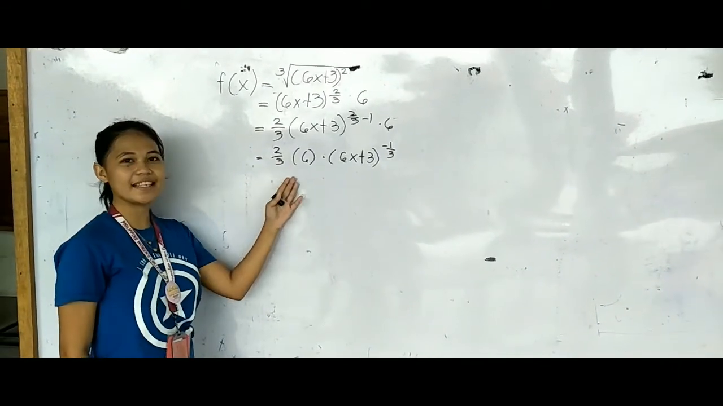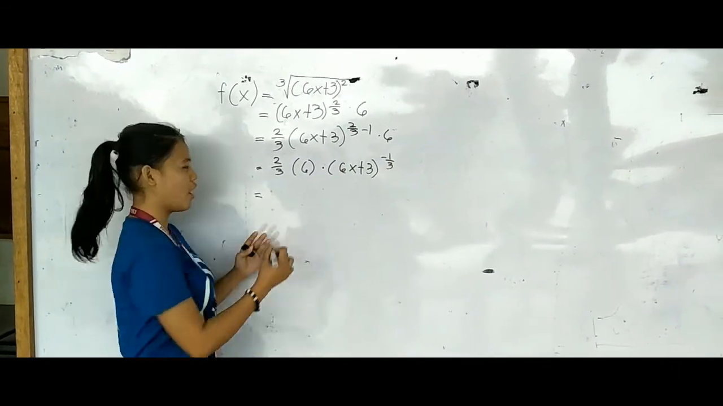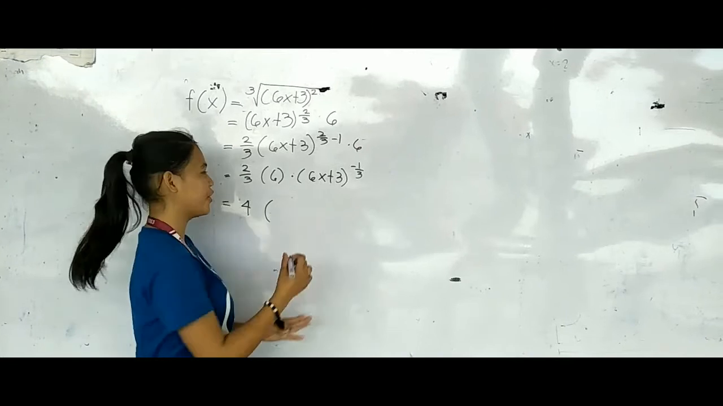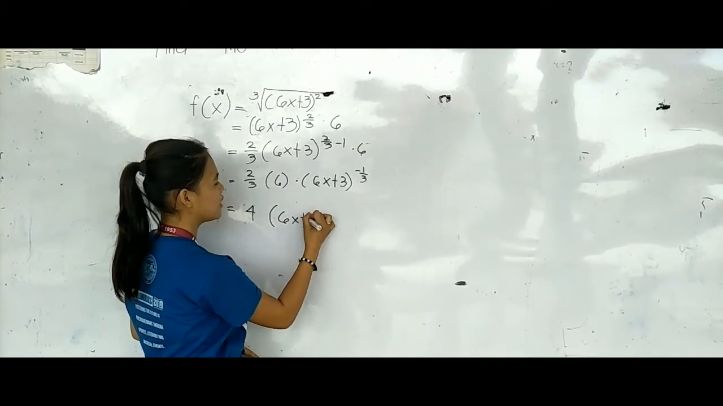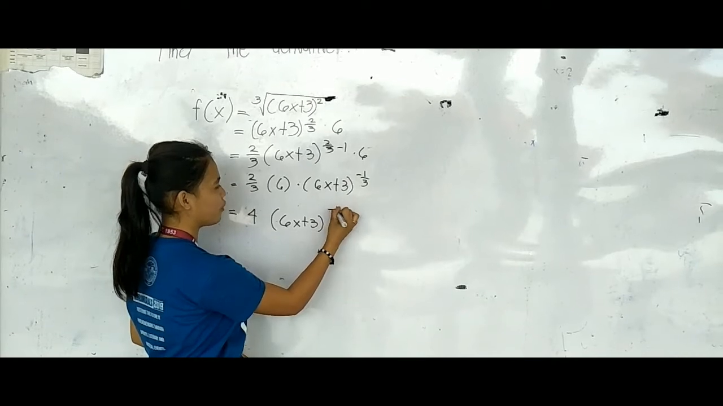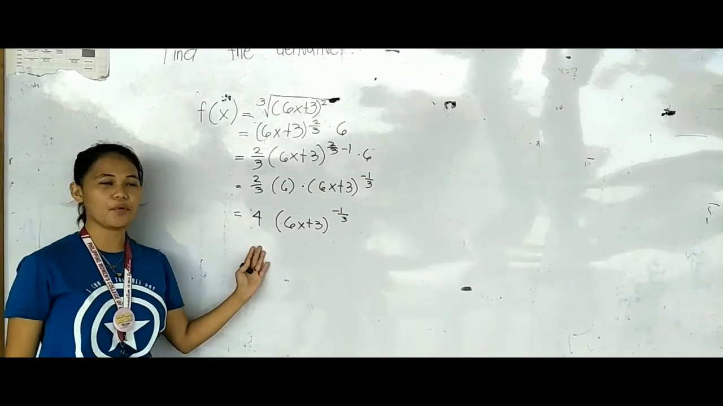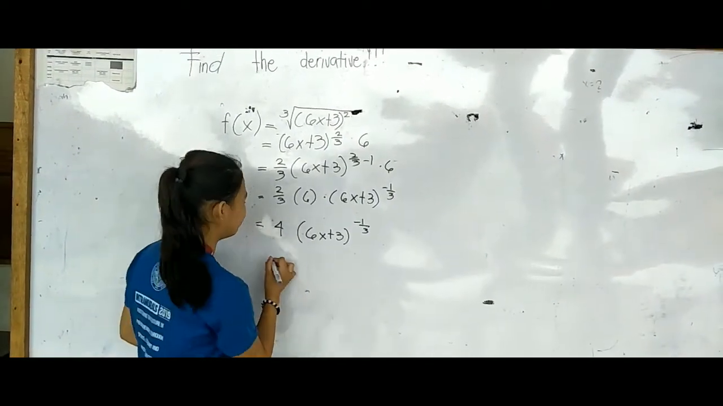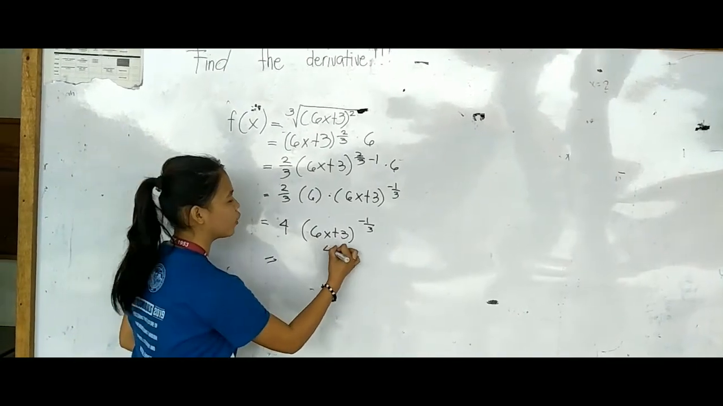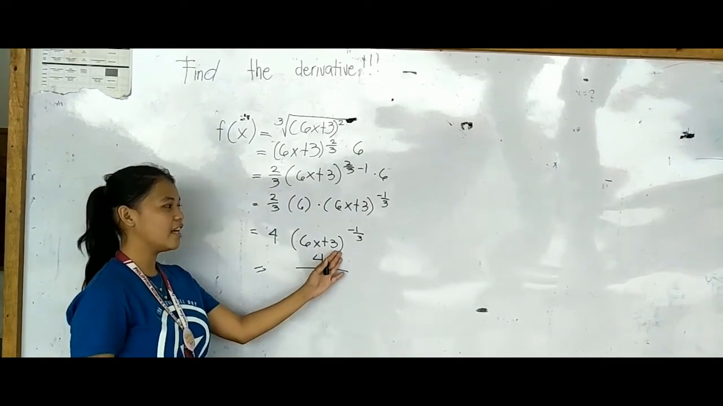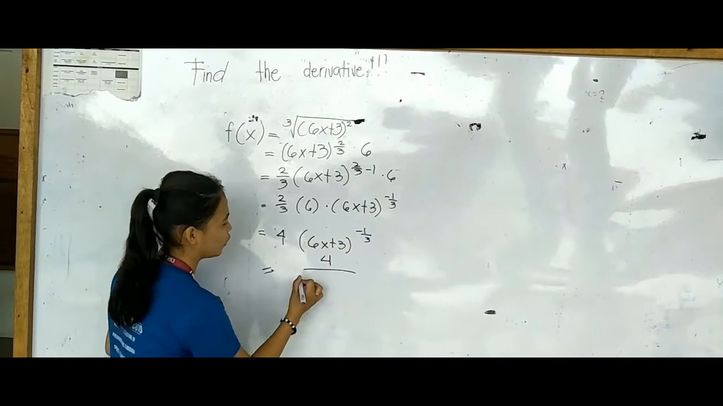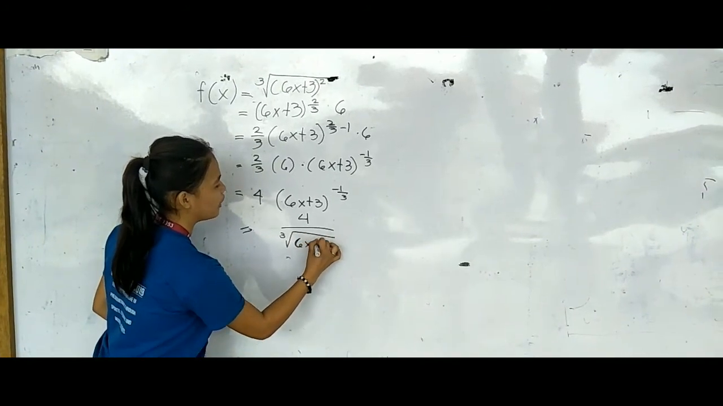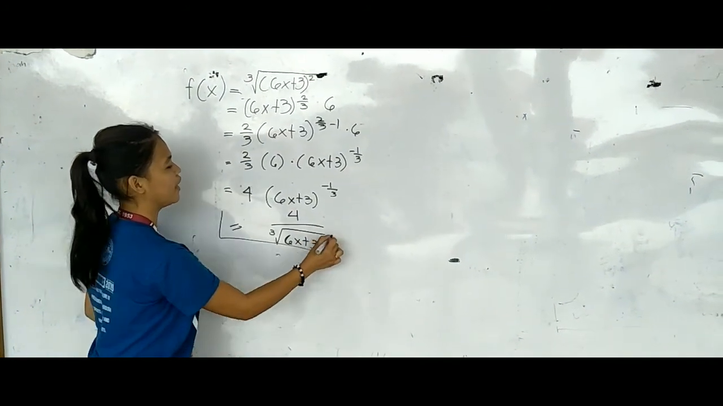2 over 3 times 6 is equal to 4. Copy 6x plus 3 to the power of negative 1/3. Since we come up with a negative exponent, we need to make it to a simplest radical form. 4 as our numerator, 6x plus 3 to the power of negative 1/3 as our denominator. So 3 multiplied by the square root of 6x plus 3. And this is the final answer.